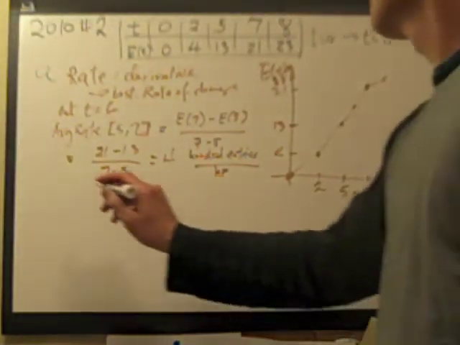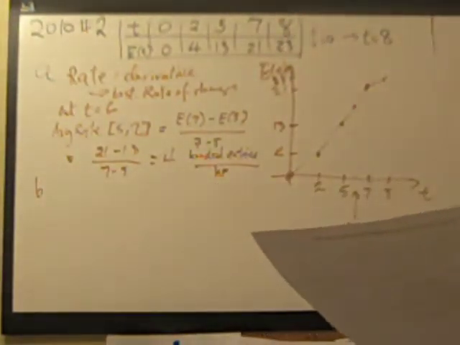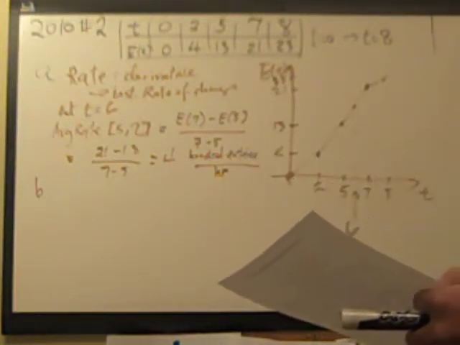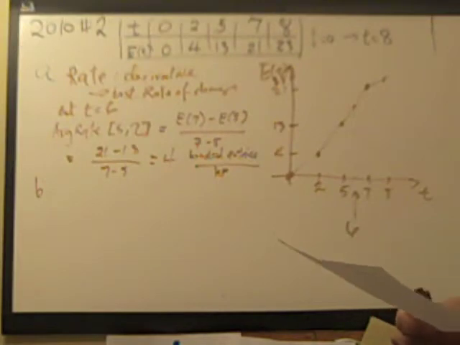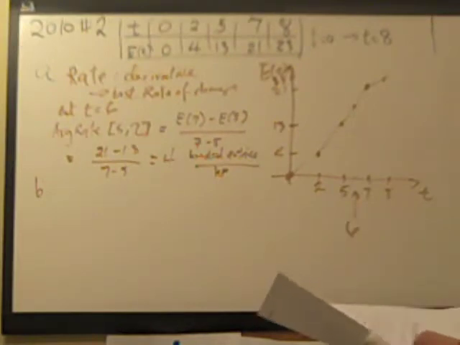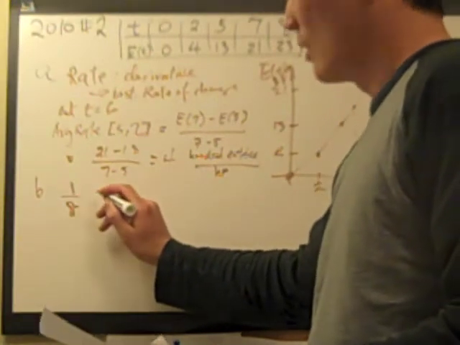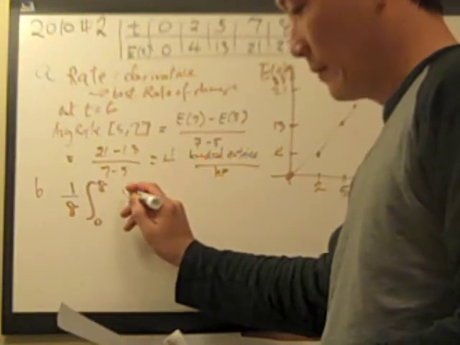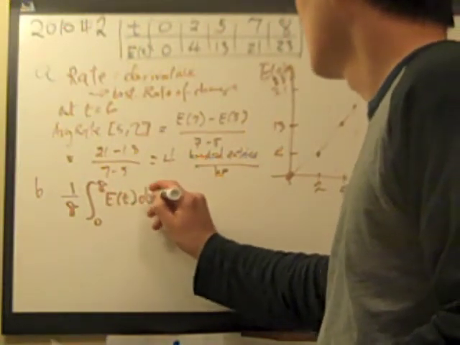Now part B, let's take a look at part B. Part B says use trapezoidal sum for the 4 subintervals given by the table to approximate the value. We want to approximate 1/8 times the definite integral going from 0 to 8 of E of t dt.